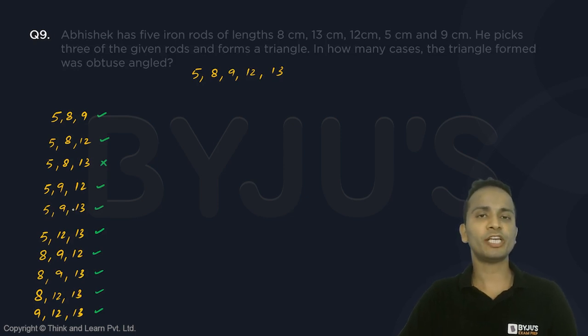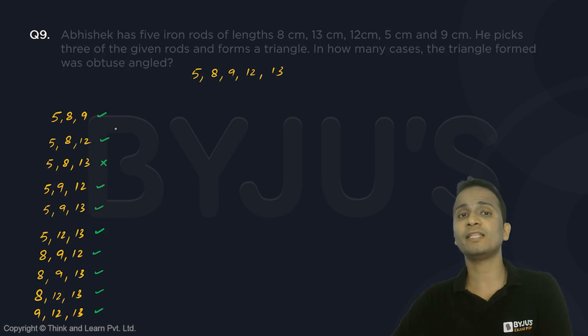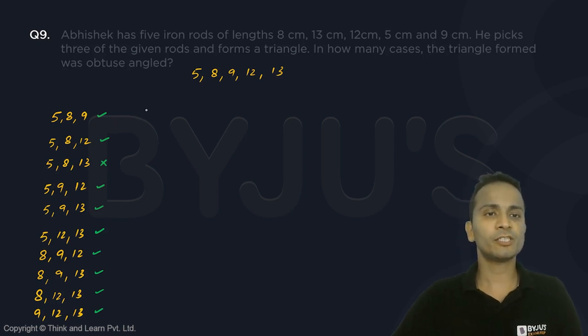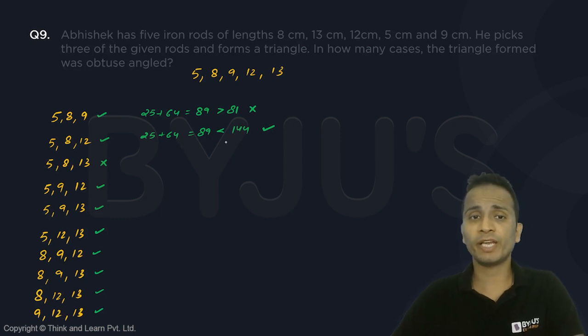Now I have to check for which of these cases an obtuse angle triangle will be made. The sum of the squares of the shorter sides should be less than the square of the larger side. In the first case, 5, 8, 9: 25 plus 64 is equal to 89, which is greater than 9 square. So in this case, an obtuse angle triangle will not be made. Second case, 5, 8, 12: 25 plus 64 is once again 89, which is less than 144, which is 12 square. So in this case, the obtuse angle triangle will be made.